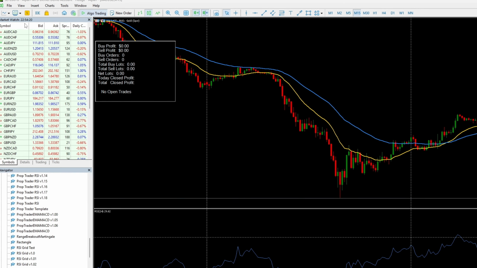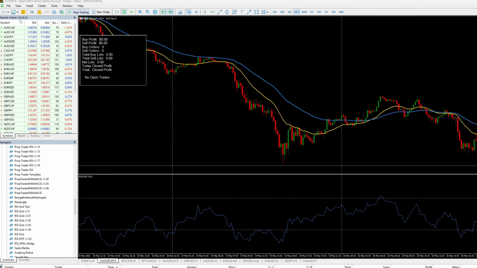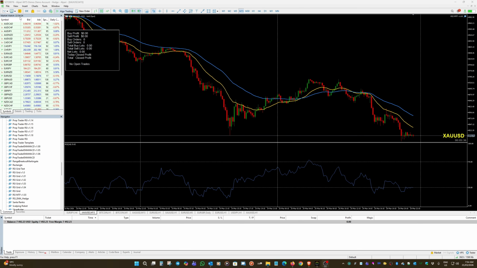Once we get to broker time, I think it's about 23:59, the countdown will actually stop and the market will close, and you would not be able to place any trades.